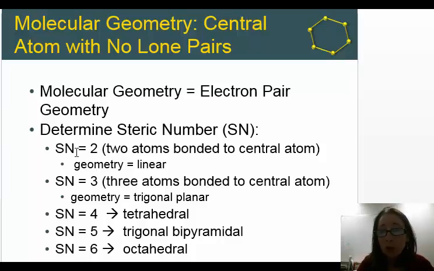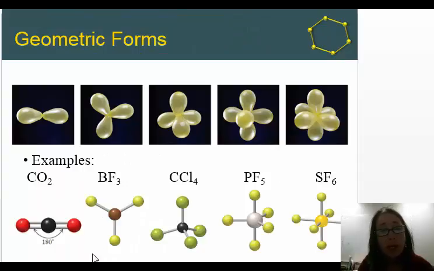So no lone pairs on the central atom means that if there are 2 atoms bonded to the central atom, we have a steric number of 2. 3 atoms bonded to the central atom, steric number of 3. 4 atoms bonded to the central atom, we have a steric number of 4, and so on for 5 and 6. So you must draw your Lewis dot structure first to see if there are any lone pairs on the central atom. If there are no lone pairs, then the steric number is equal to the number of atoms bonded to that central atom.